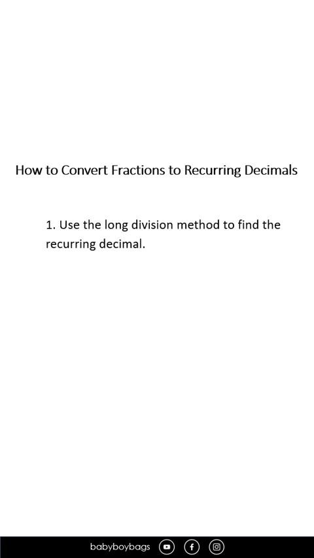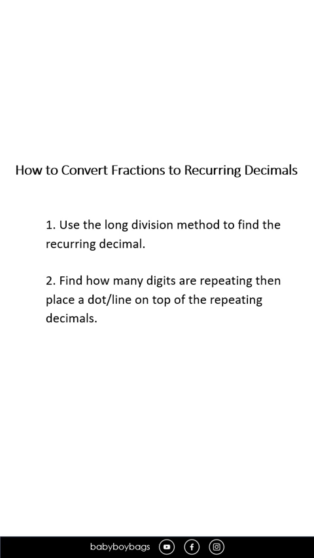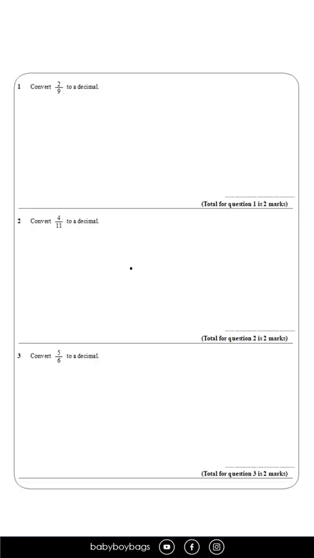What we have to do is basically use the long division method to find the recurring decimal, or if you have a calculator, just type it into your calculator and then you will get that decimal. Then the second step is to check how many recurring digits you have, and then denote your answer in recurring decimal form, where you show the recurring digit with a dot or a line. Okay, let's get to it.